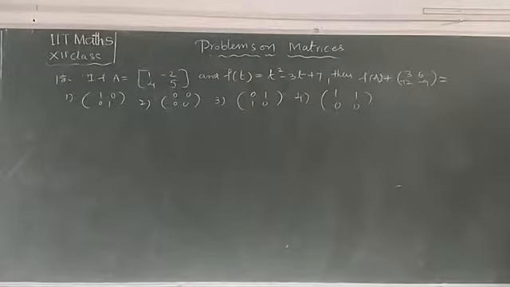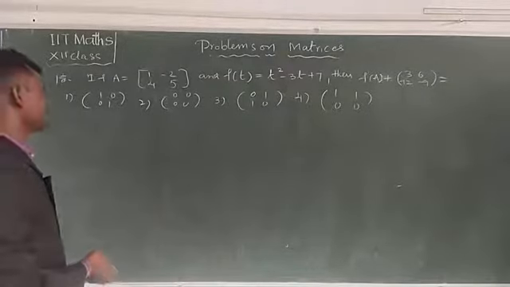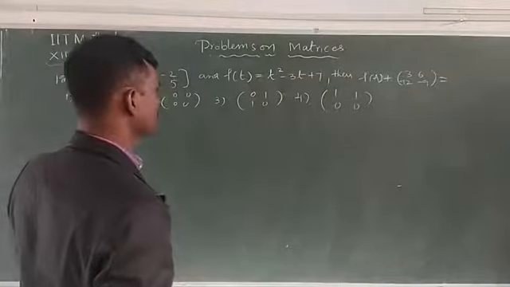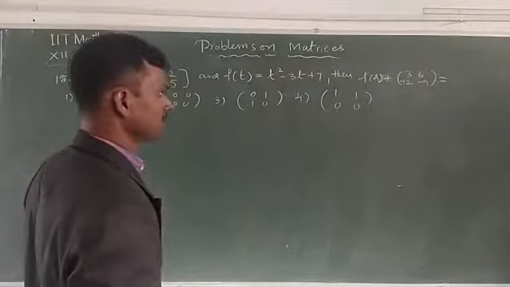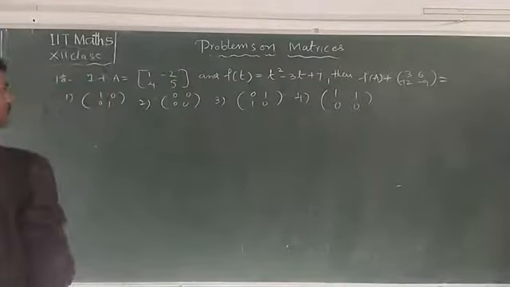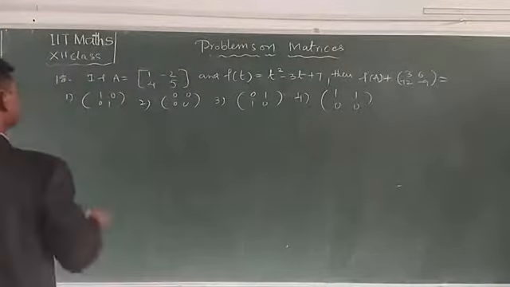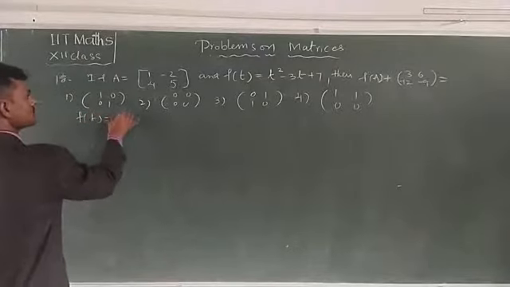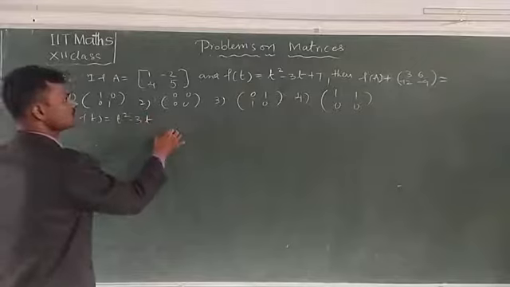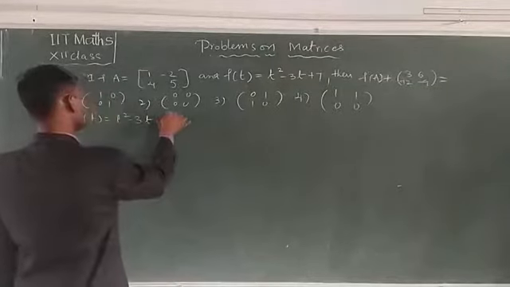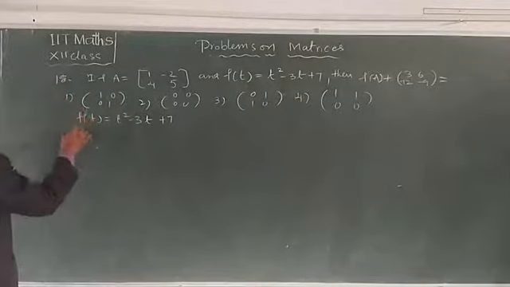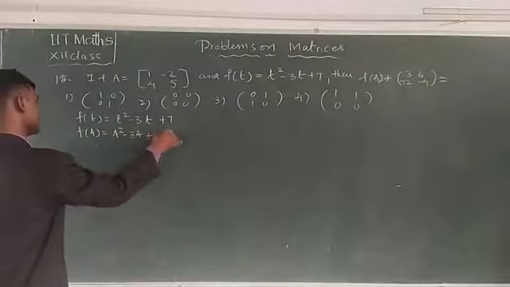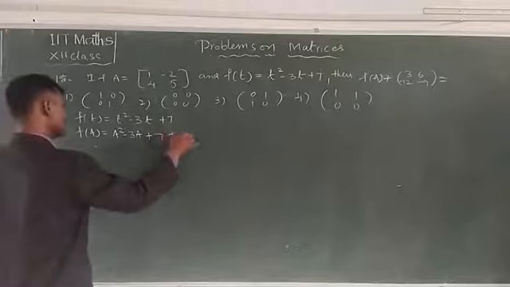Okay, this is also the same type of problem. If A is equal to the matrix [1, -2; 4, 5] and f of t is equal to t² - 3t + 7, then find f of A plus [3, 6; -12, -9]. Now we have to find f of t is equal to t² - 3t + 7. Here A is a matrix, so f of A is equal to A² - 3A + 7I.